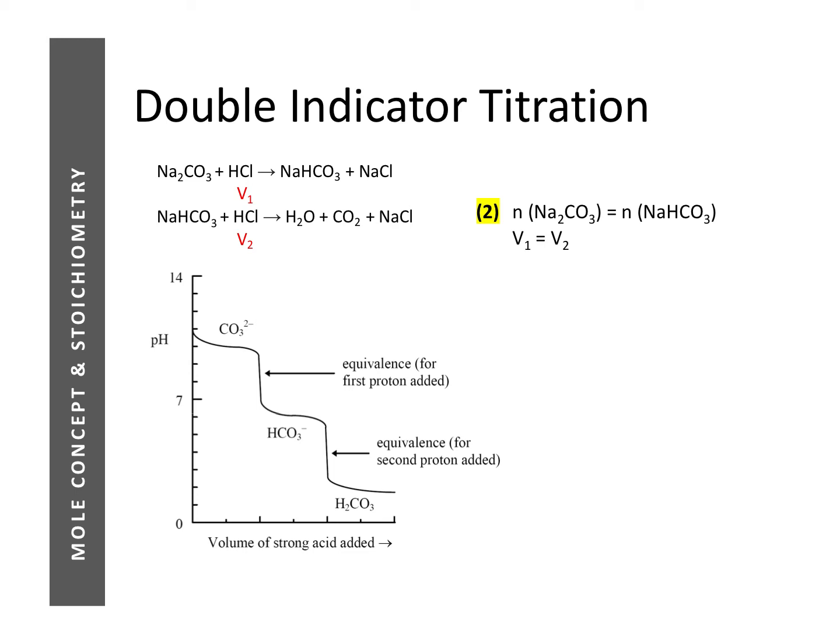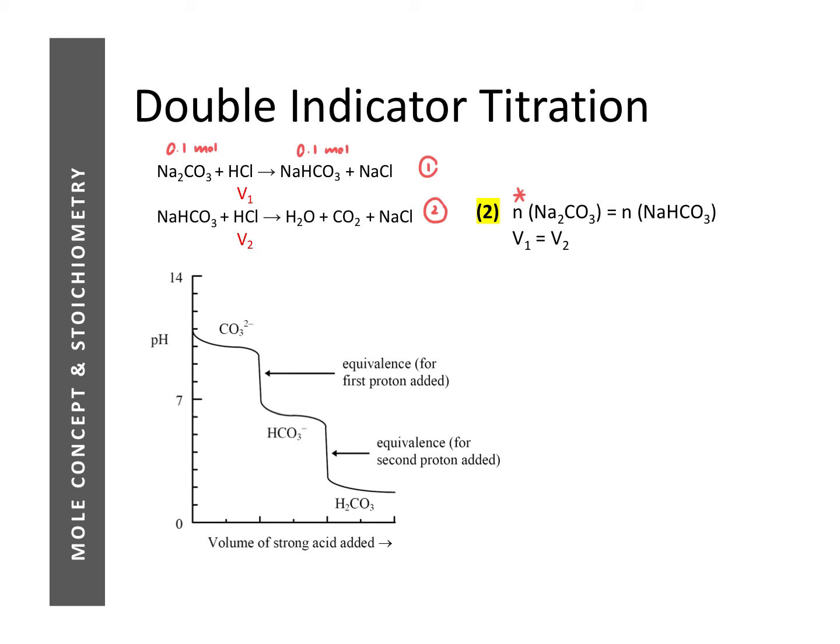Recall we mentioned that the dibasic alkali sodium carbonate will react stepwise, so it will undergo two reactions which will give rise to two endpoints. This is the first endpoint and this is the second endpoint. Now imagine this: if I have 0.1 mole of sodium carbonate to start with, when all my 0.1 mole of sodium carbonate has been reacted in reaction 1, what would be the number of moles of sodium hydrogen carbonate formed? It would be 0.1 mole. Okay, so the number of moles of sodium hydrogen carbonate in a double indicator titration is always equal to the number of moles of sodium carbonate. This is one important concept to remember.